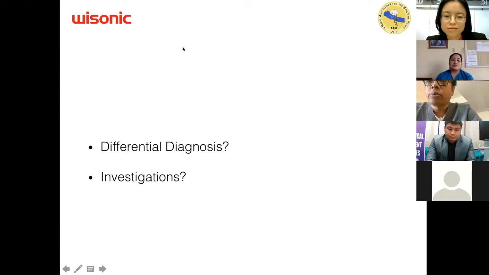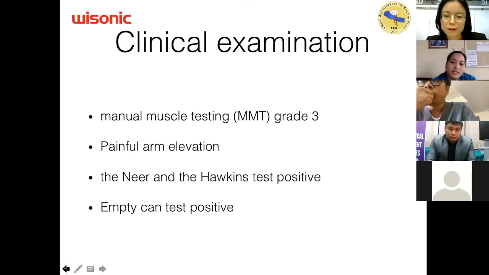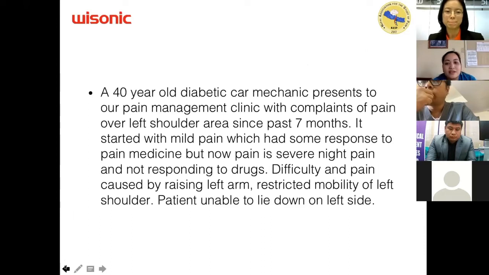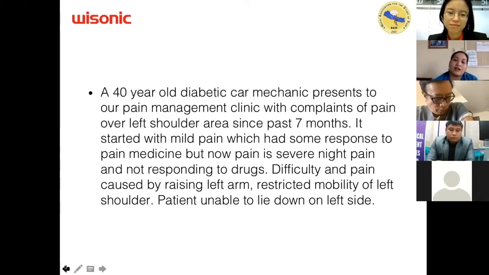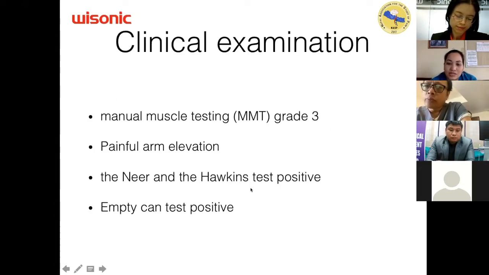Looking at the case scenario, we always have to consider differential diagnosis. We cannot just jump to one conclusion. So we have to rule out trauma, we have to rule out infections, and we have to take a good clinical history related to this patient. This patient is a diabetic, and we have to do a good clinical examination as well.